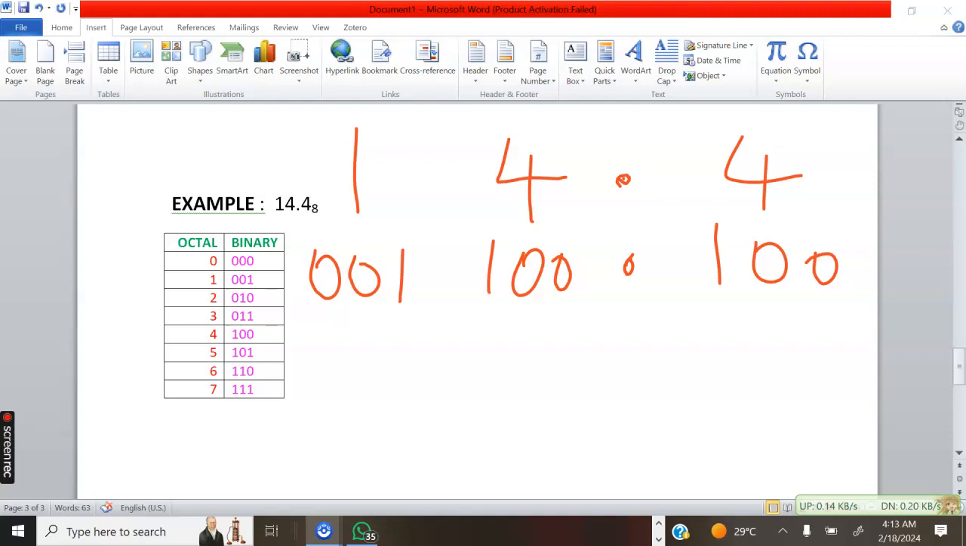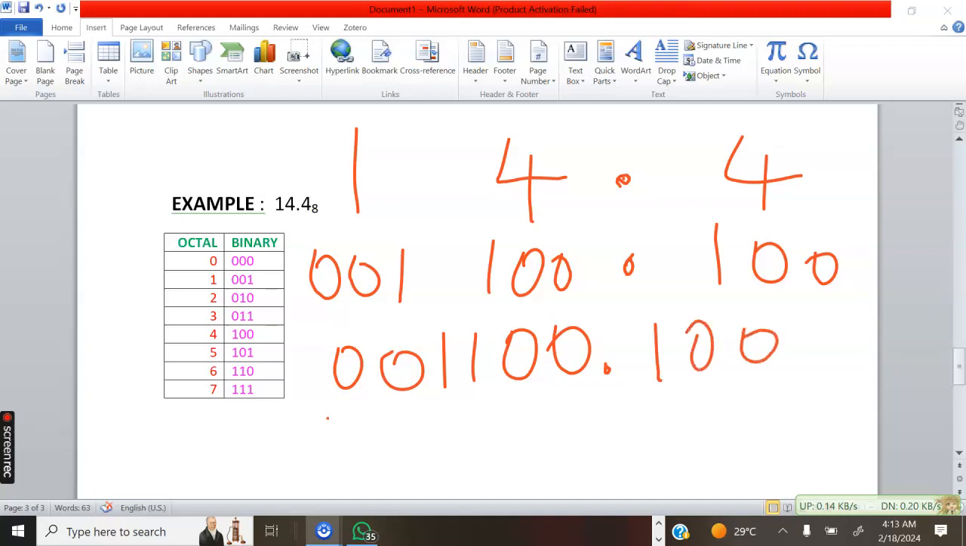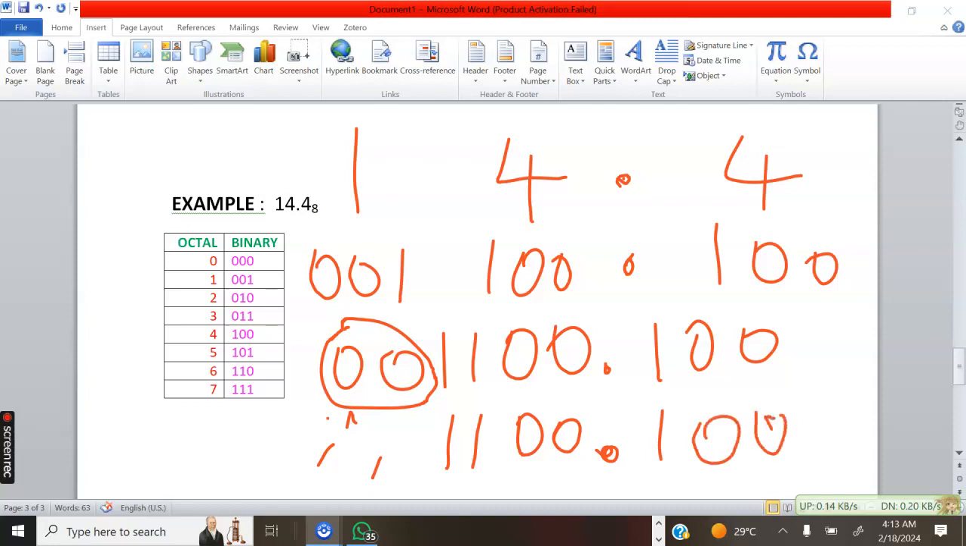So the next step is to combine the numbers, that is 001100, then there's a point, 100. Okay, therefore the final answer should be... Let me correct this one. Remember, for the binary, you ignore the zeros at the front, you ignore these two zeros, when you're writing the final answer. So the final answer will be 1100.1 base 2. So that is the answer to that particular question.